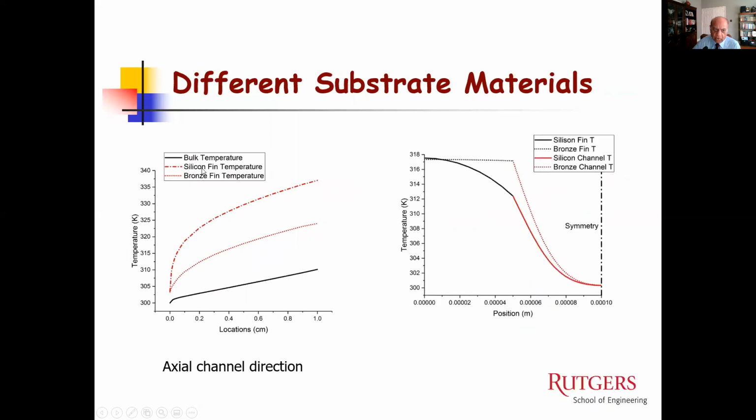Silicon, of course, has a much lower conductivity. Bronze has a much higher conductivity. You can see uniform temperature in bronze, and then you can see temperature difference in silicon, and this is in the channel. Similarly here, in bronze the temperature is higher, and when you look at it here, the temperature becomes lower. In silicon, the temperature drop is higher. So you can see that this is the silicon, this is the bronze, this is the bulk temperature, and across the channel you see fair uniformity in bronze, and you see much larger difference in silicon.